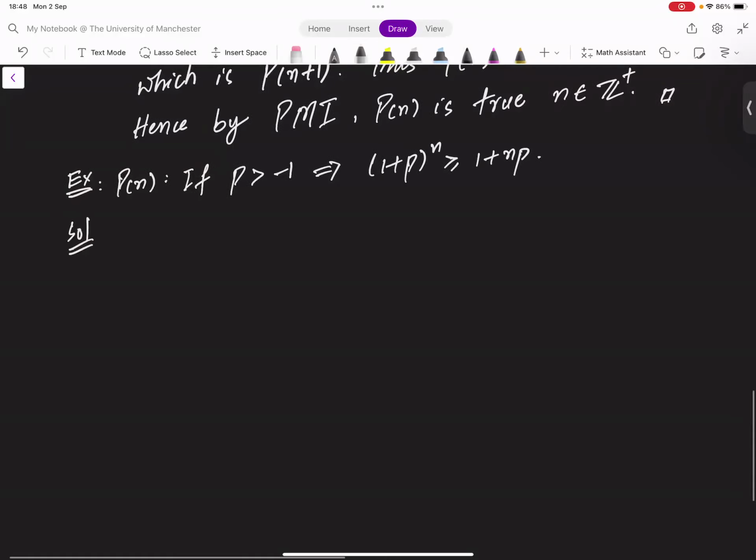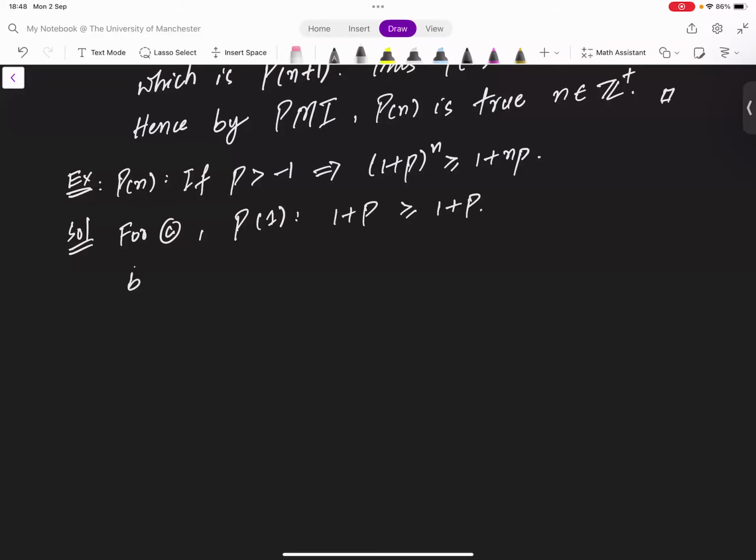And solution. For A, observe that P of 1 is going to be what? P of 1 is going to be that if p is greater than -1, then 1 plus p is greater than or equal to 1 plus p. Okay, this is part A.